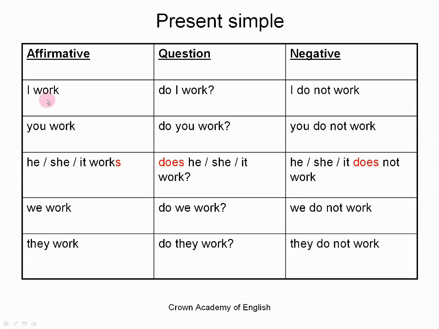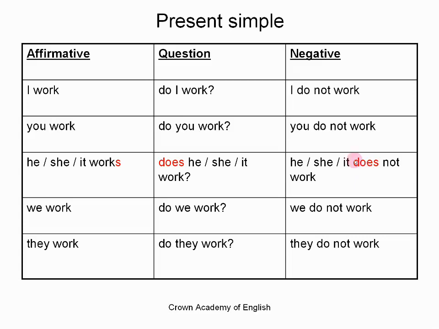So to go from I work to I do not work, we add two words to the sentence. So we add the words do not. So the do not goes between the subject, which is I here, and the verb. And we use the infinitive form of the verb for all of them except the third person singular, the he, she, it form. Okay, so let's go through them again.